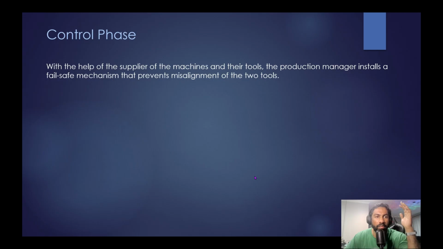So now that we've completed the improve phase, the next phase is the control phase. In control phase, with the help of suppliers of the machine and the tools, the production manager installed some sort of fail-safe mechanism that prevents misalignment of the two machine tools. And that should take care of those machine tools from going misaligned. And inadvertently, it should take care of the process as well.